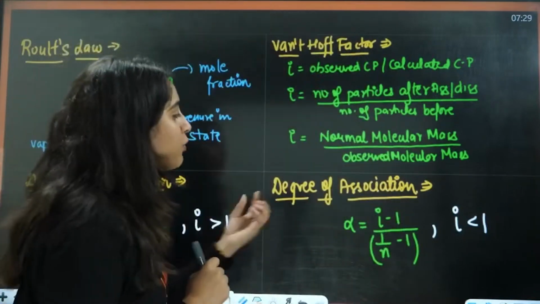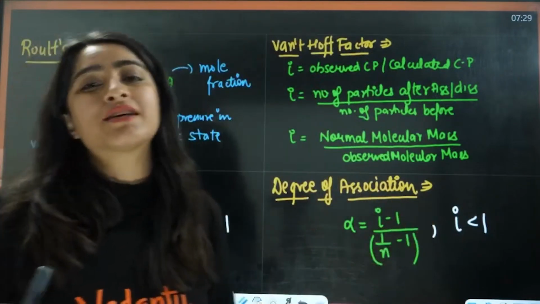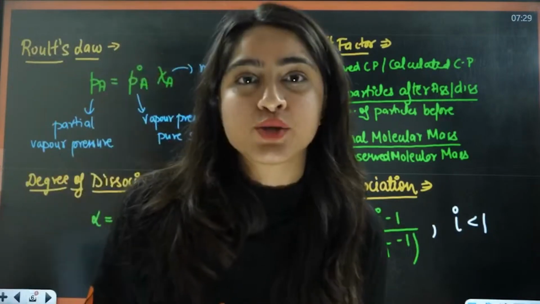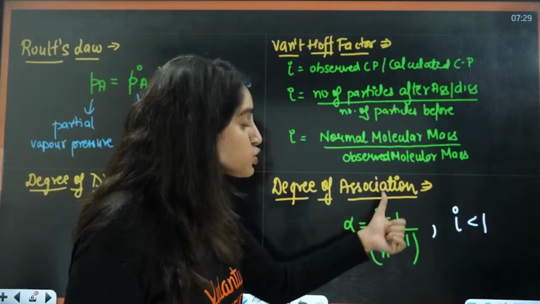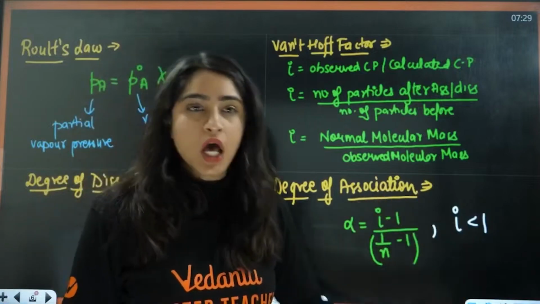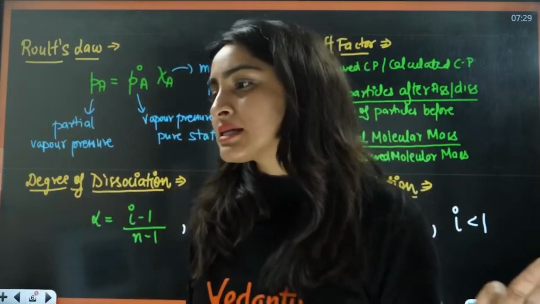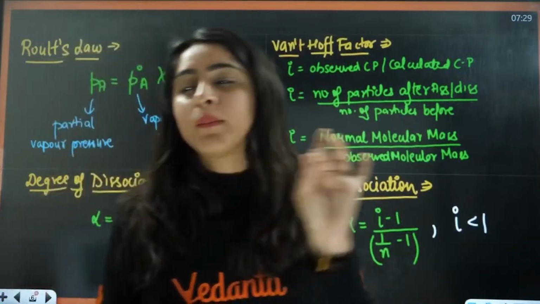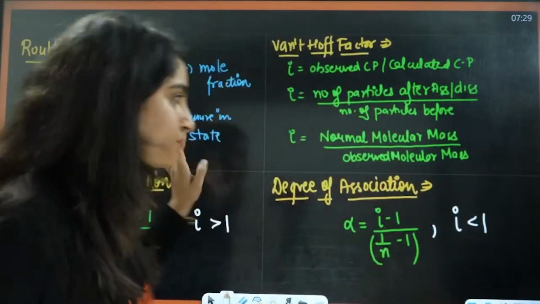Like that. Now, the degree of association, alpha, when we are associating. For example, acetic acid is forming a dimer here. That is alpha is equal to (i minus 1) divided by (1/n minus 1). Here i is always less than 1. Understood this? Okay, any problem till now? Sorted?